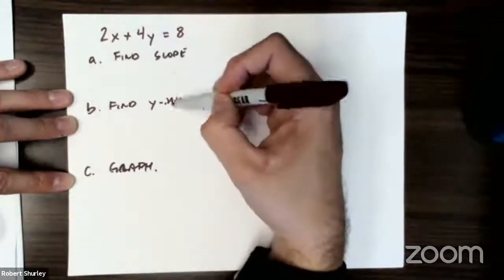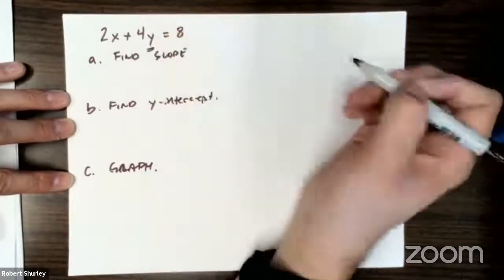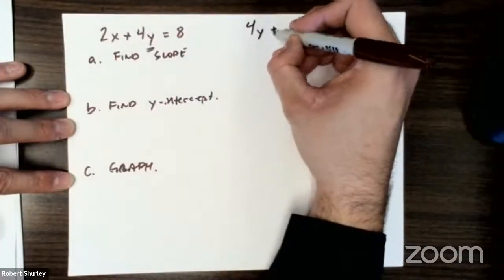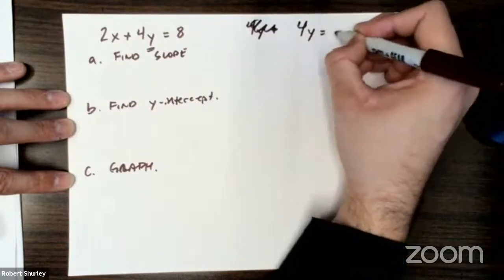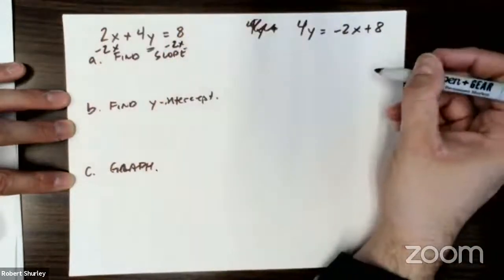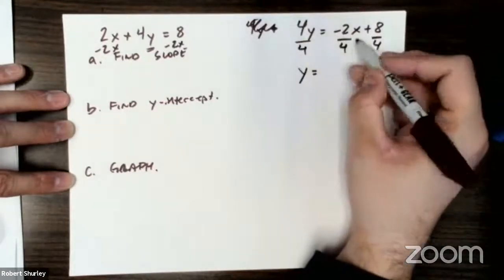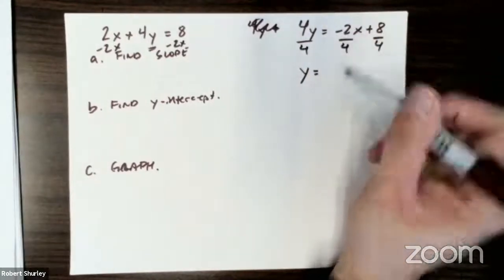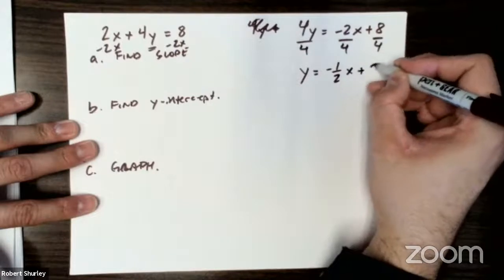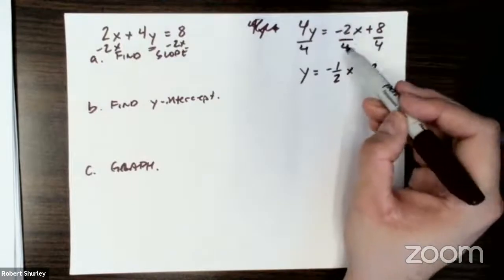Remember, if we're going to find the slope and the y-intercept, we've got to get this in slope-intercept form. We've got to solve for y here, right? So to do that, I'm going to subtract the 2x over. I'd have 4y equals negative 2x plus 8. And then I'm going to divide everything by 4. I get y equals negative 2 divided by 4, that's negative 1/2, so negative 1/2 x plus 2. I divided everything by 4, and 2 divided by 4 is just 1/2.